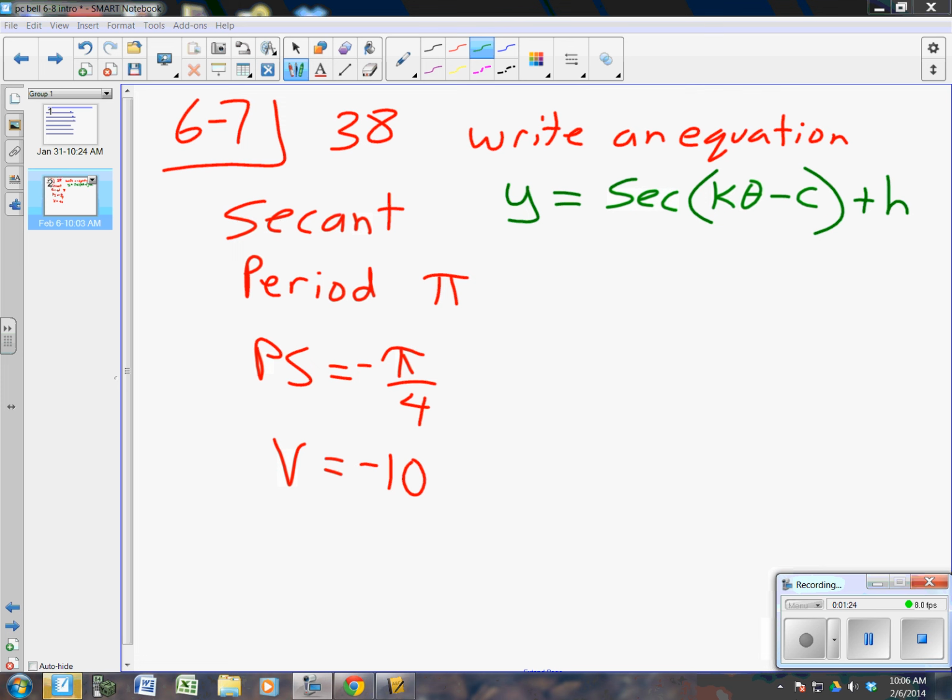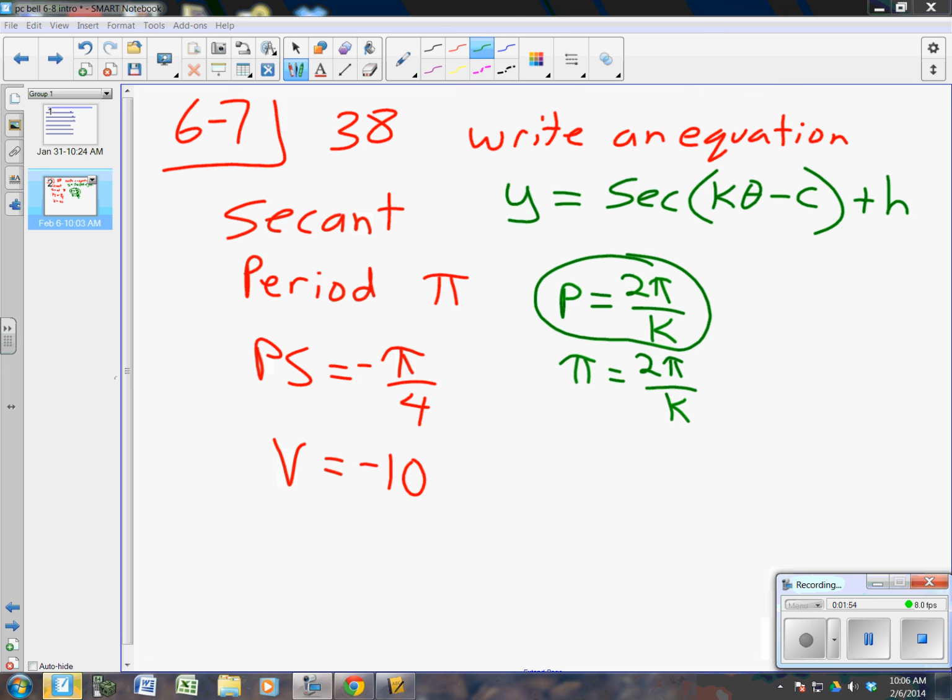So we're going to use the formula. Period equals 2 pi over k. Now, we know the period. What is the period? Pi. Now, why did I use this formula right here? That's the one we've been using for sine and cosine. Why did I use this formula for this one, you guys? That's the only way to find out what k is. But why didn't I use p equals pi over k?